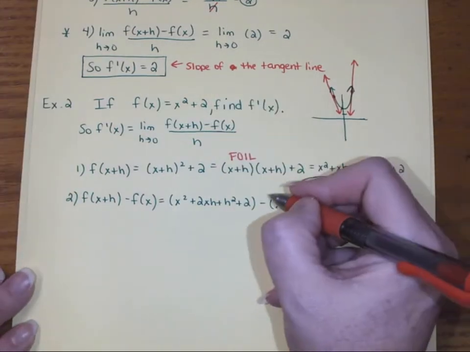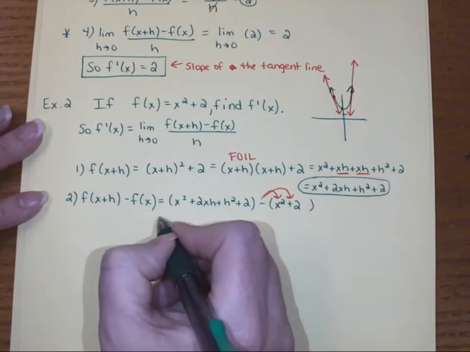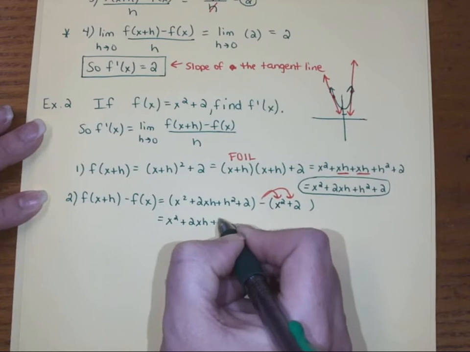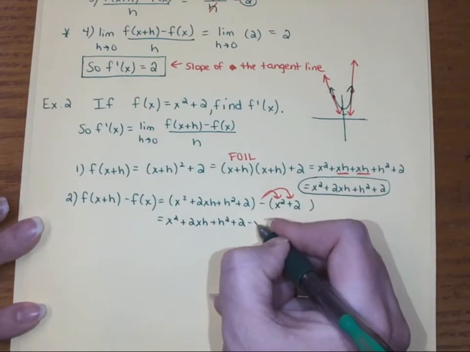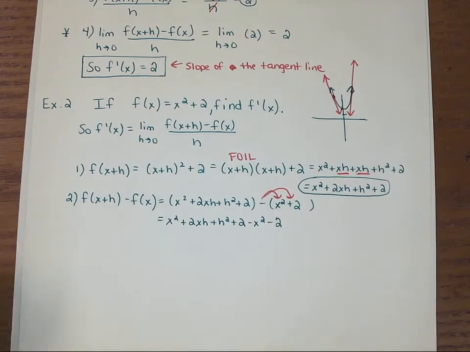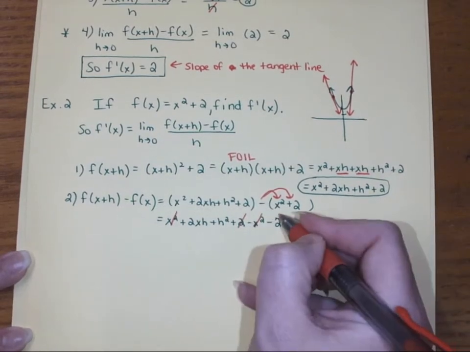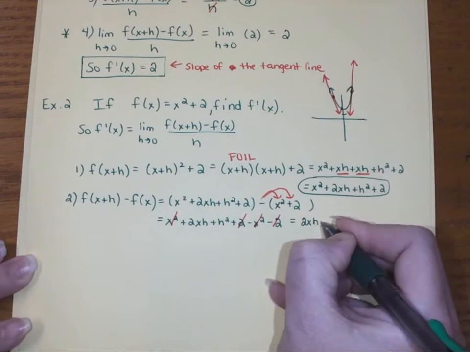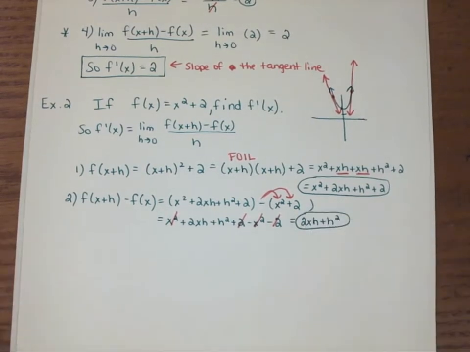And then just like example 1, that minus sign is going to come through and change the signs. So I'm going to get x squared plus 2xh plus h squared plus 2. Notice nothing happens to the first parentheses, but in the second parentheses, both things will change sign, which gives us a couple more pairs. So x squared minus x squared is 0. 2 minus 2 is 0. So what we have remaining after step 2 is just 2xh plus h squared. They're not like terms, so we're done with that step.